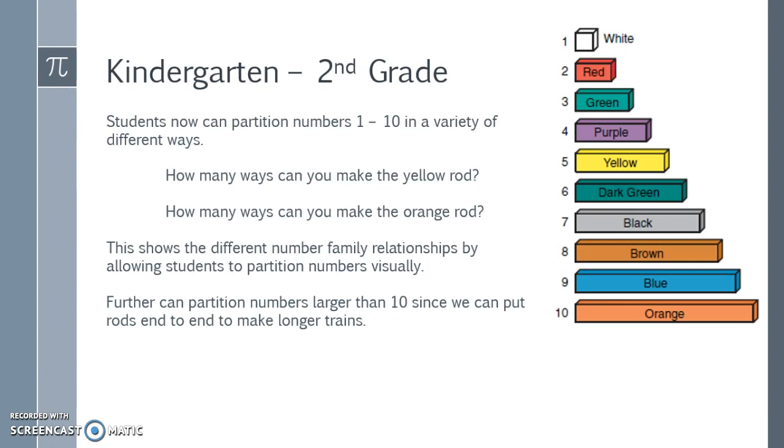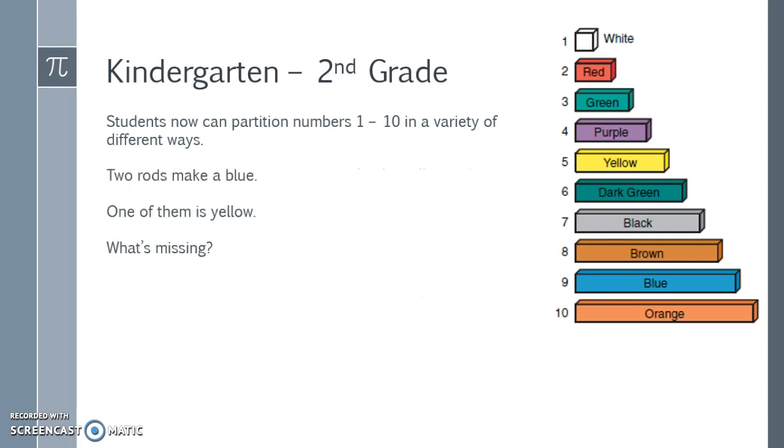Further, knowing that we can put rods end to end with each other, we are able to partition numbers even larger than 10. Two rods put together end to end make a blue. One of them is yellow. Which one is missing? Take a moment and see if you can figure this one out.